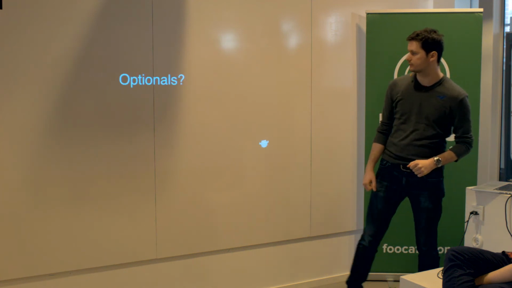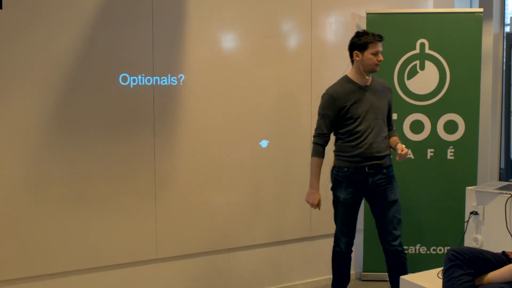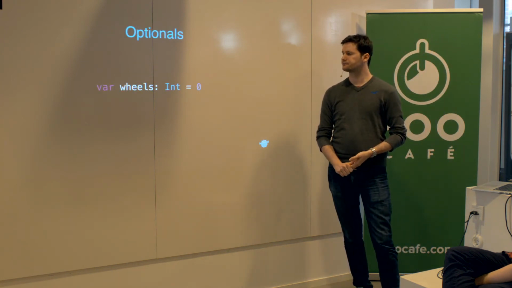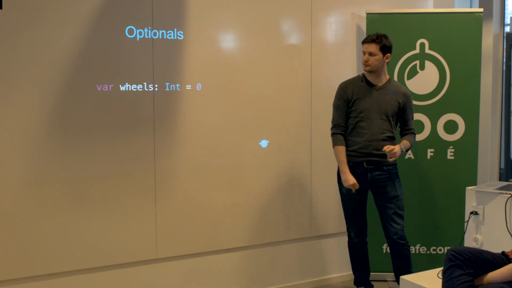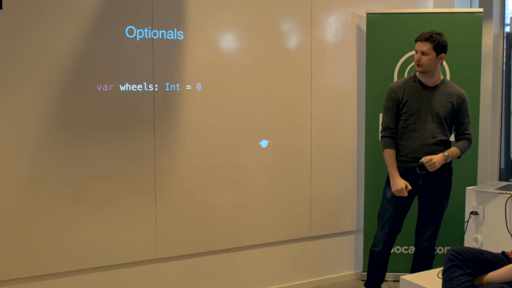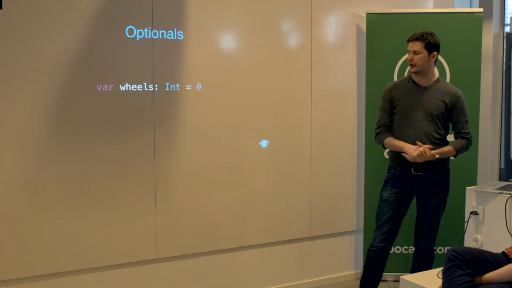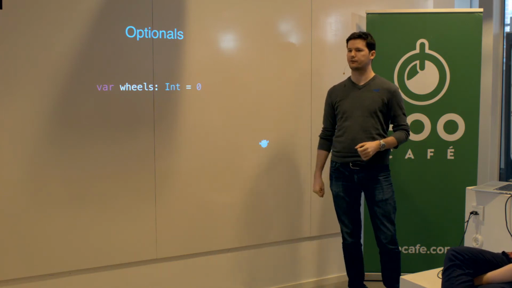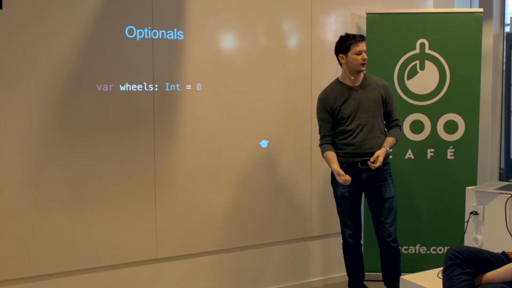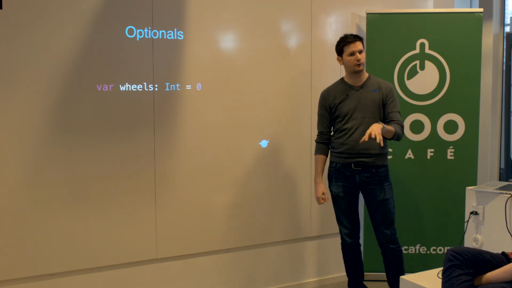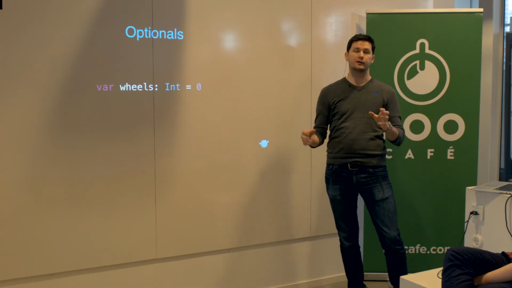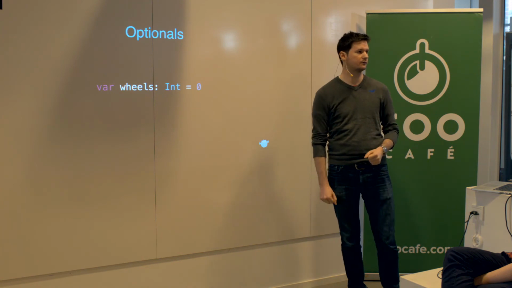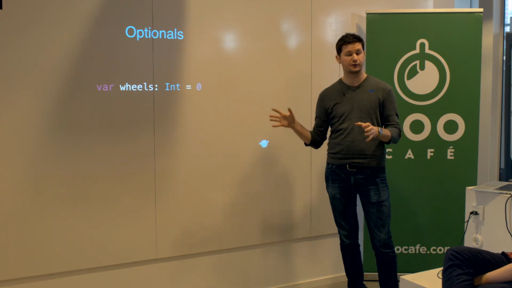Moving on. Optionals. What are they? And how do we use them? So let's say we have a property named wheels. It has to have a value, and in this case we set it to 0. But we don't want to have a value for it. We want to have no value at all. And in Obj-C, what you would do is probably set a magic value like max int or min int as there exists no value, just like the NSNotFound constant available.